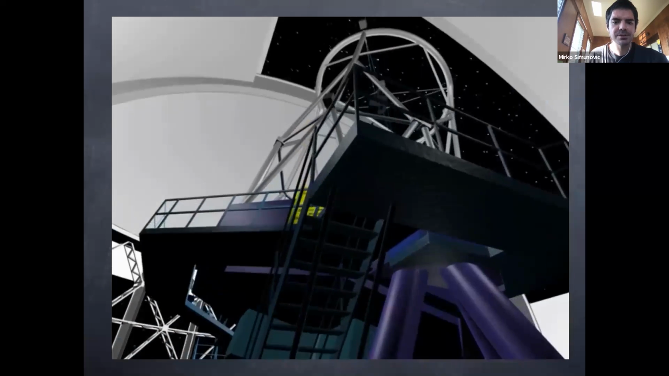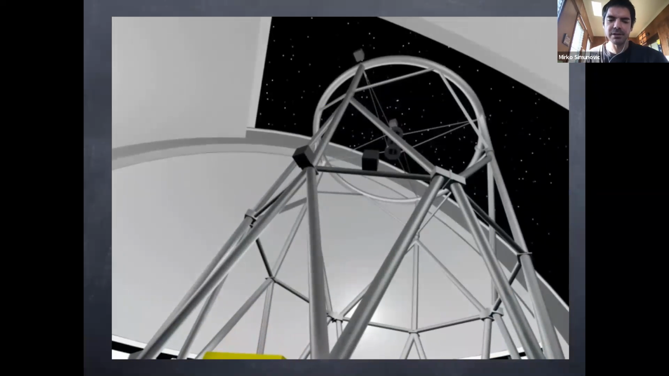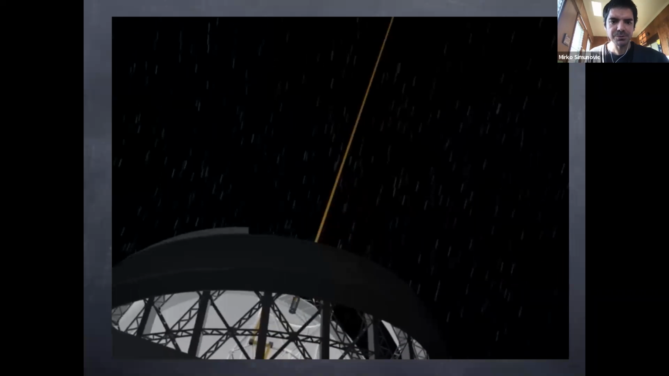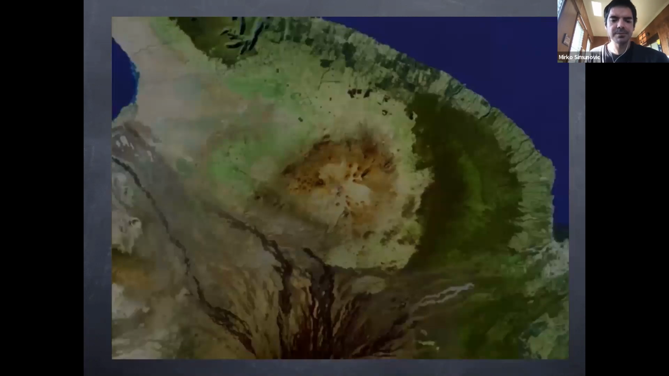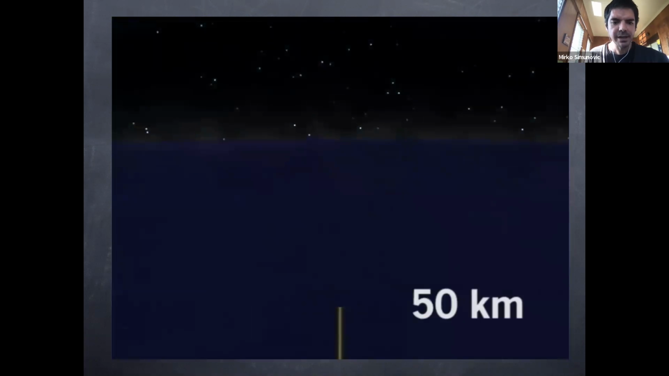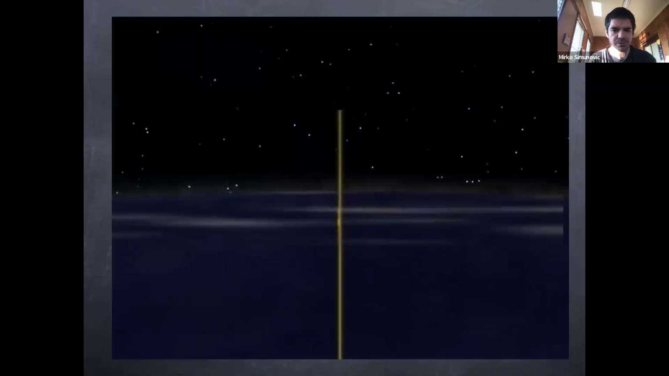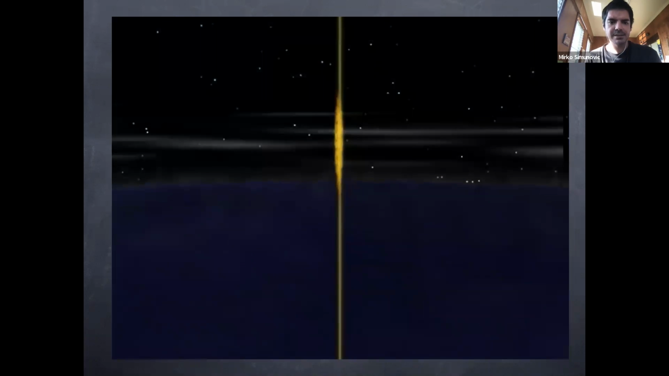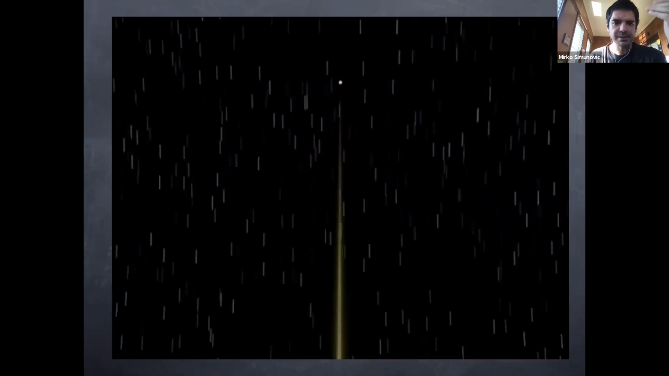And now you will see the laser getting activated and then shooting this beam of light up to the sky. This is what happens when people are doing laser guide star observations. So there's that laser, dispersing out to space, and it'll reach an altitude of about 90 kilometers. That's where the sodium atom layer is. And so the laser will interact with the sodium atoms, and it's going to excite the atoms. And when the atoms are excited, they emit light.